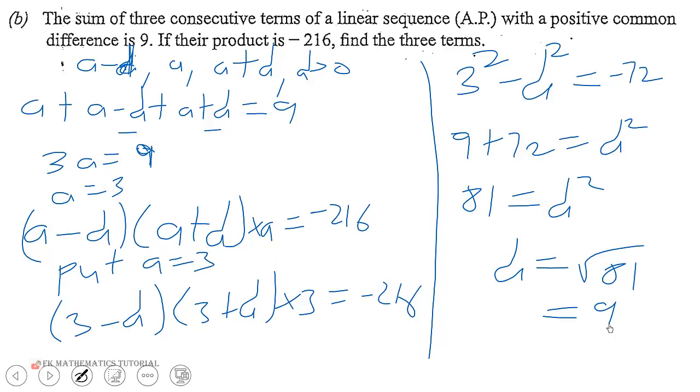Therefore, the 3 terms will be a minus d, which is 3 minus 9, then a, which is 3, then a plus d, which is 3 plus 9. So the terms will be negative 6, 3, and 12.